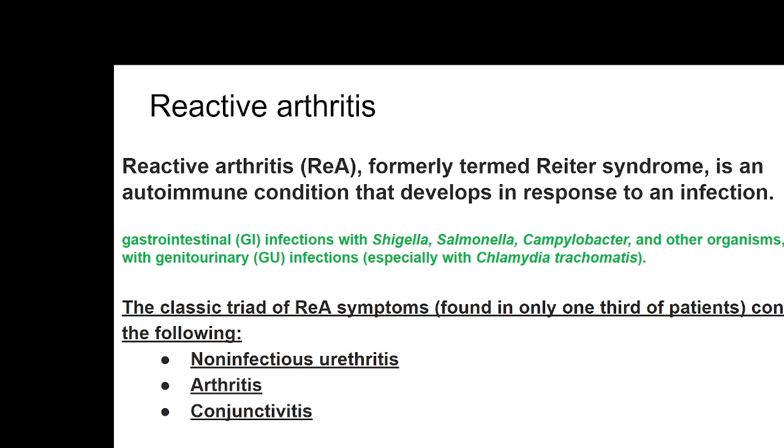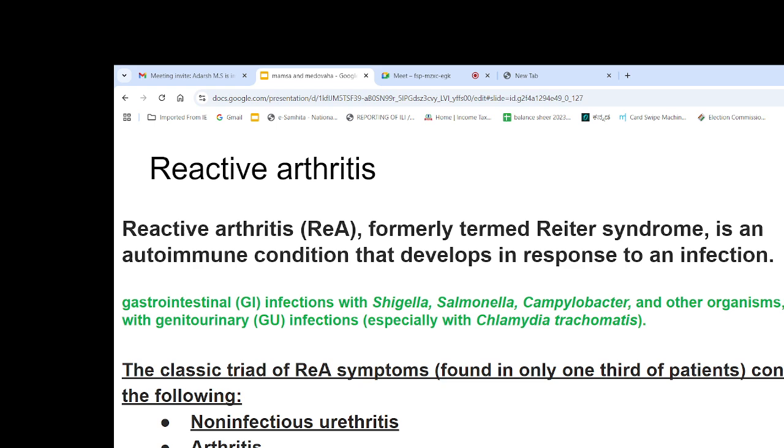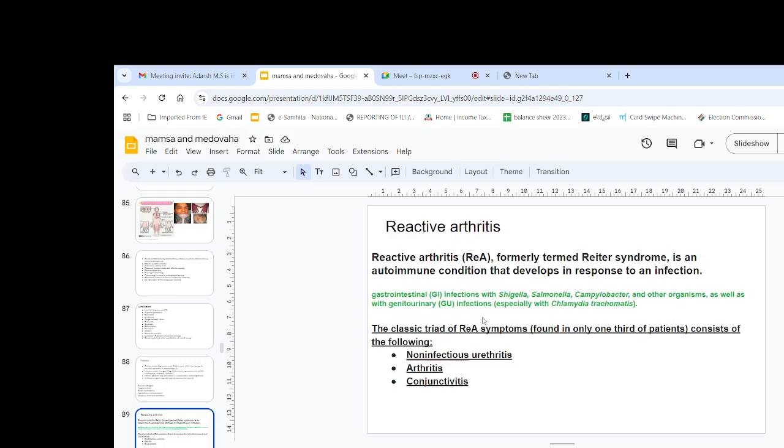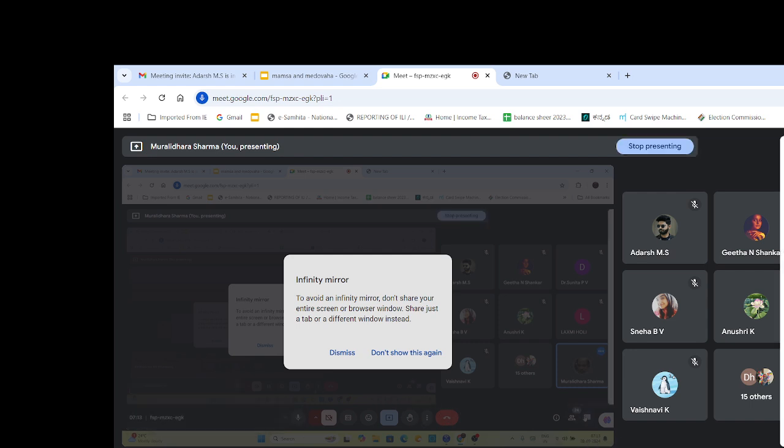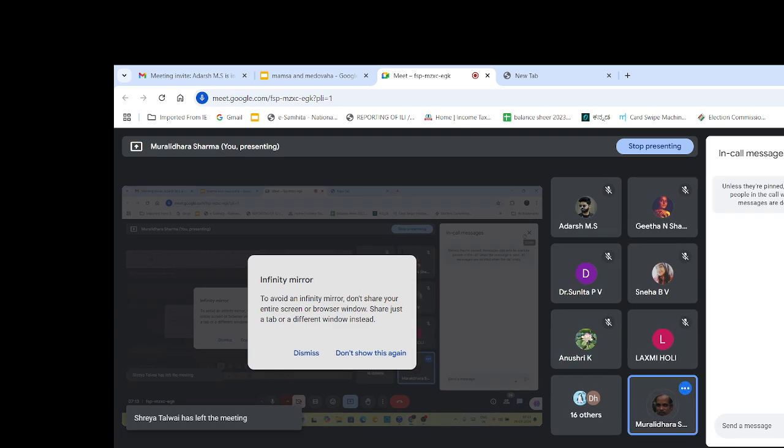The next part, another common diagnosis which we usually write is reactive arthritis, which I will deal with in the next session, and then we will go into the next part of our discussion. With this, let me conclude. If there are any questions, right? So we will conclude today.